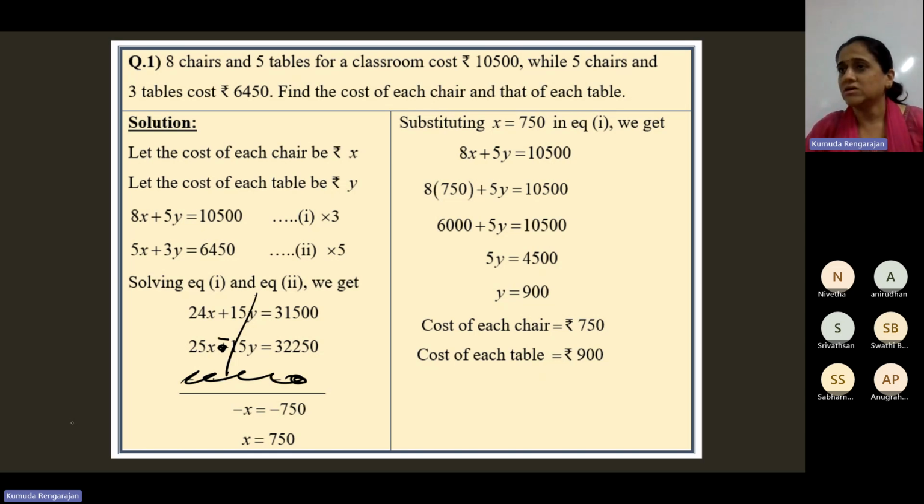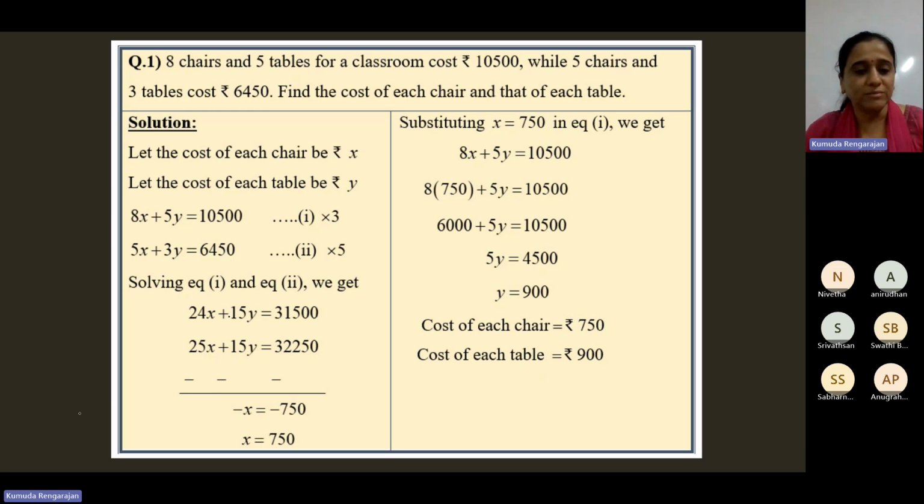That's all it is. So when you have two equations, you can add them, you can subtract, you can even multiply the two equations, you can divide one equation by the other. You can use all the four mathematical operations on the two equations.